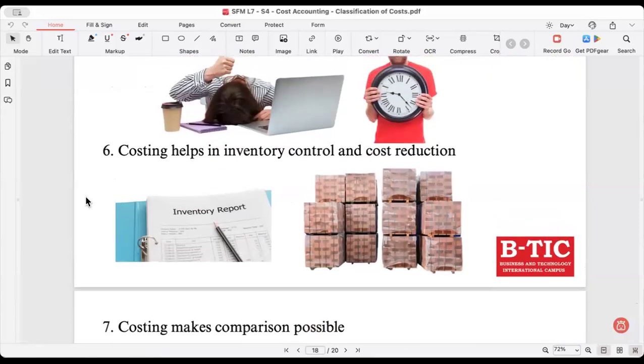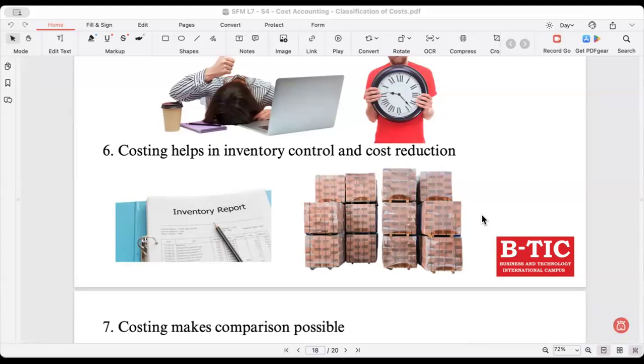Next, costing helps in inventory control and cost reduction. Costing furnishes control which management requires in respect of stock of materials, work in progress, and finished goods. Here, we're going to learn three terms: stock of materials, meaning raw materials. Work in progress means half finished goods or semi-finished goods. Out of 100%, maybe 30% is done, 40% is done, 50% is done. These goods you call work in progress, still in the process of happening.